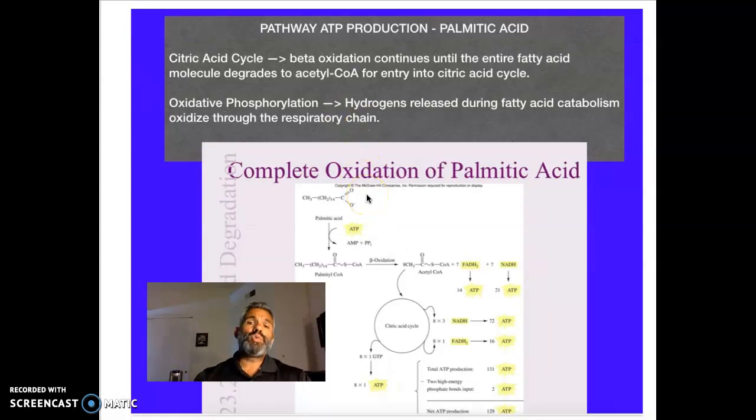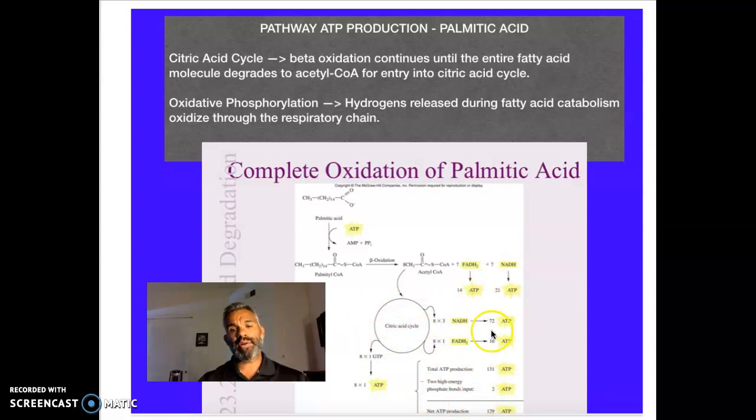The beta oxidation will continue until the entire fatty acid molecule degrades to acetyl CoA before it enters into the citric acid cycle. So once that FFA molecule degrades completely, it will enter the citric acid cycle, in which oxidative phosphorylation begins. This is where hydrogens are released during fatty acid catabolism and oxidized through the respiratory chain.